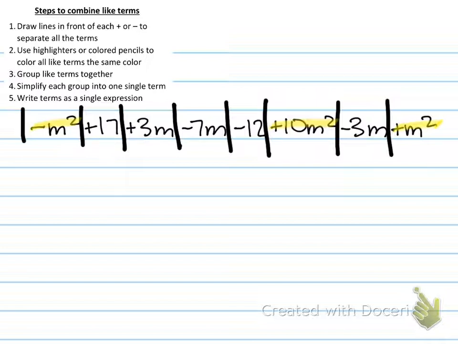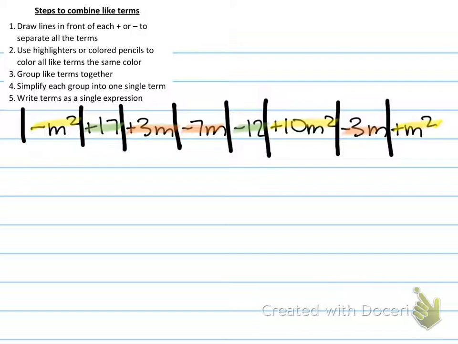Now I move on to my next term. 17 is a constant. So I'm going to look through and try to find any regular numbers that have no variables. And I only see one. I see -12. Now I'm ready to switch to another color. And I start with 3m. Now I'm looking for m's that don't have any exponents. So I see -7m and -3m.